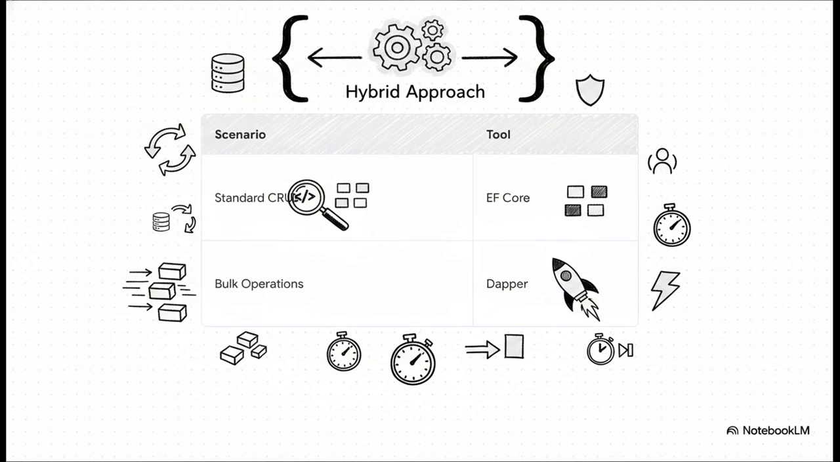So, are you forced to pick just one of these tools? Absolutely not. Experienced developers heavily recommend a hybrid approach here. You use EF Core for your standard CRUD endpoints, create, read, update, delete, where developer productivity and complex modeling really shine. Then you surgically inject Dapper exactly where you have massive bulk operations or intense performance-critical bottlenecks. It's truly the best of both worlds.